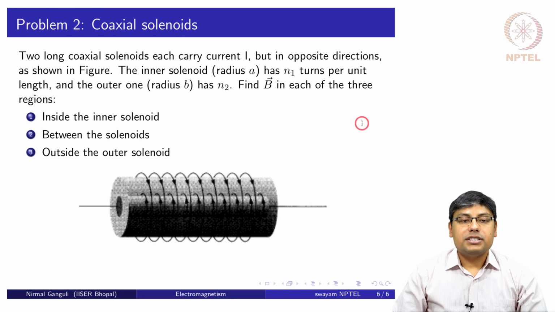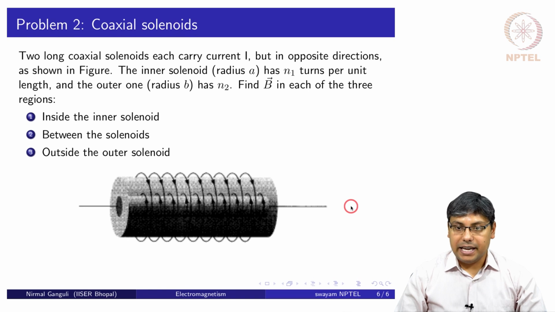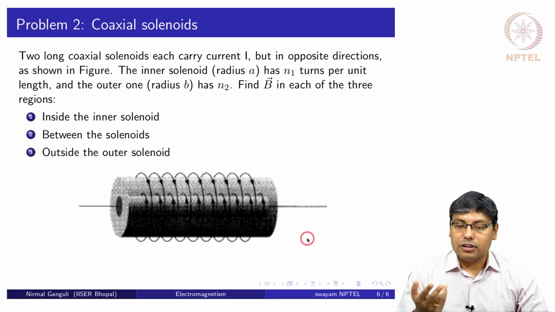Now let's come to the simple problem. Here we have two long coaxial solenoids, each carrying a current I but in opposite directions as shown in this figure. The inner solenoid that has radius a has n1 turns per unit length, and the outer solenoid with radius b has n2 turns per unit length. We have already worked out how the magnetic field behaves inside the solenoid and outside the solenoid. We are going to apply that in this problem.